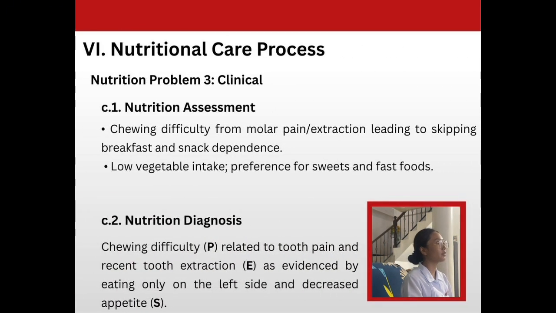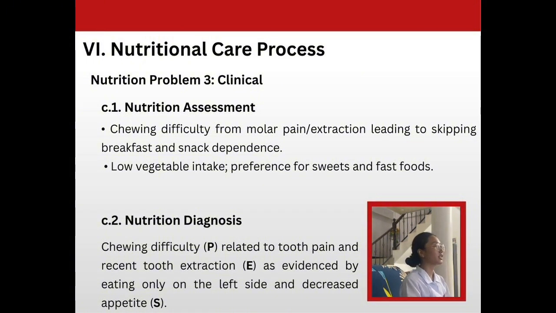For nutrition problem number 3, which is the clinical, for the assessment, the client has impaired chewing due to tooth pain and a recent extraction, skips breakfast, relies on snacks, and prefers sweets and fast foods with low vegetable intake.